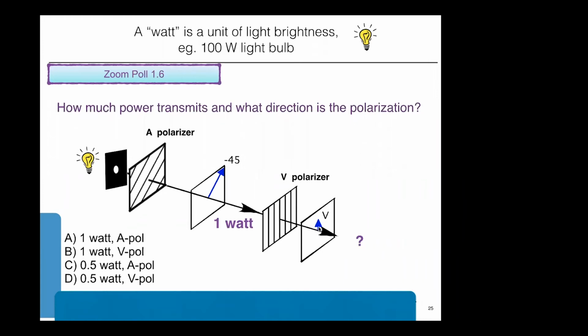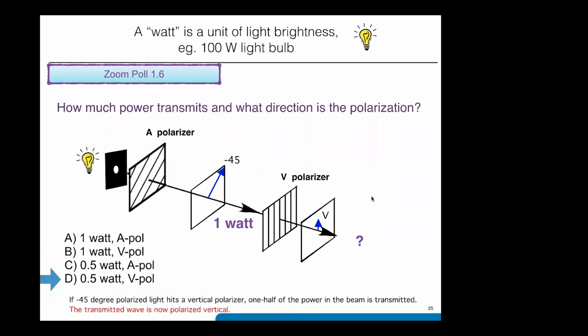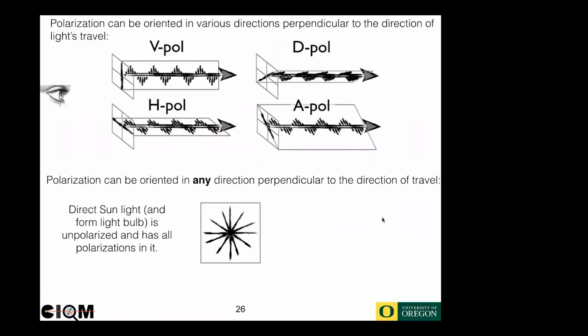It's very important to get this point, because a polarizer not only blocks and transmits a certain fraction of light, it also ends up changing the polarization of the light that gets through it. So A polarized light went in, and a smaller amount of V came through. The transmitted light wave is now polarized vertical. Very important. So I want to make sure you understand that. And if not, keep thinking.